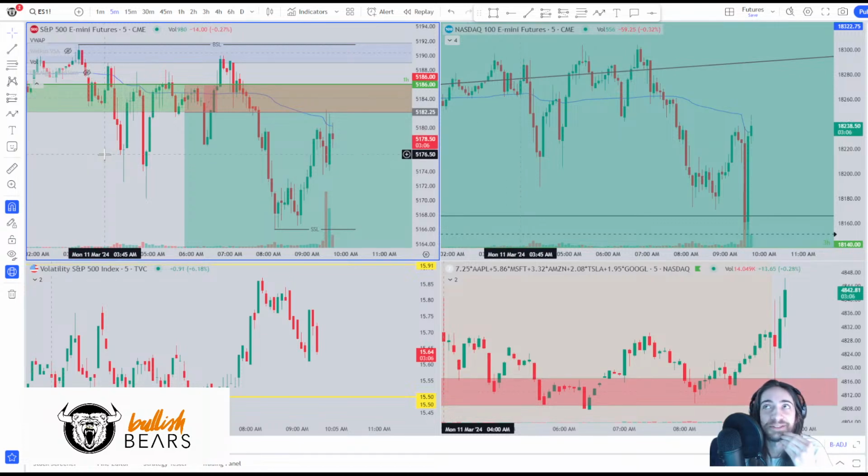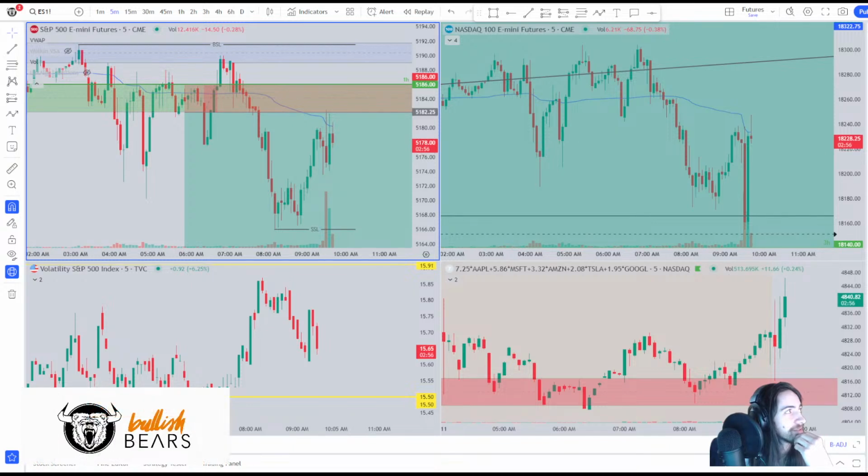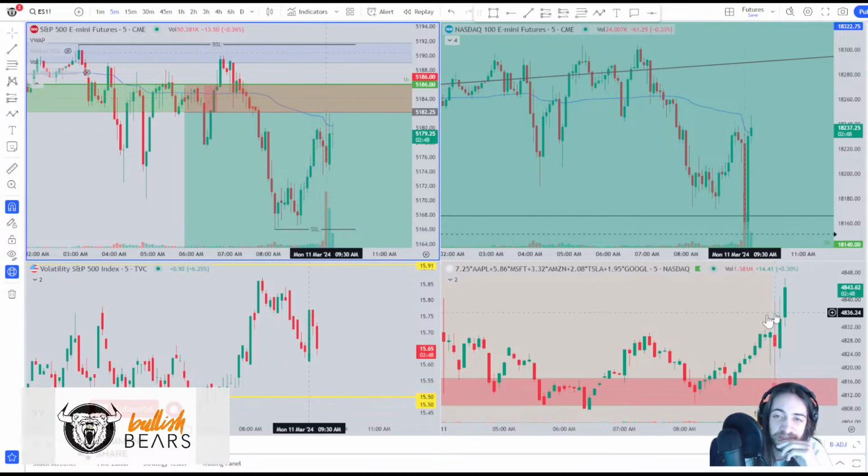Yep, NASDAQ with the strength. Apple gapping and going. Oh man, oh man. Microsoft trying to be strong. Meta with some weakness. Yo, ES does not want to give me that entry. But look how strong the weighted index is down here, guys.